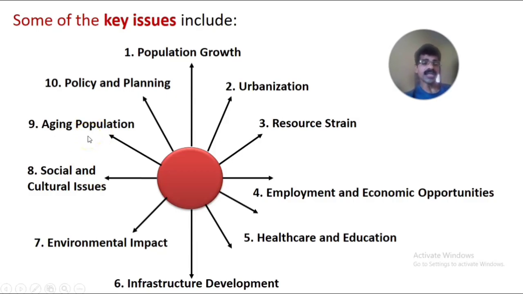After 60, because of advanced technology, people are going to survive for more than 85 and 90. That also creates a problem for the government to render more services in the areas of aged people: geriatric nursing, geriatric care, and other geriatric health promotion or healthy lifestyle promotion activities. Then the 10th one is policy and planning.